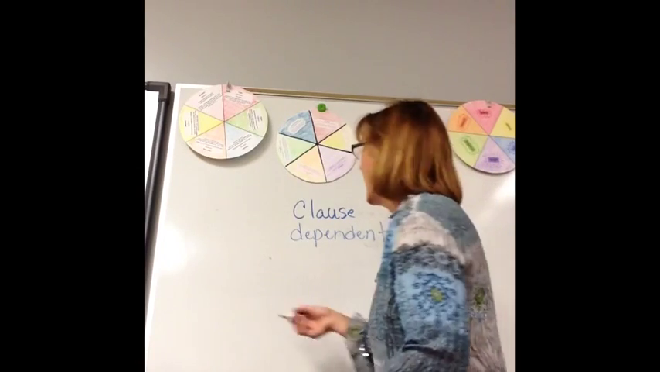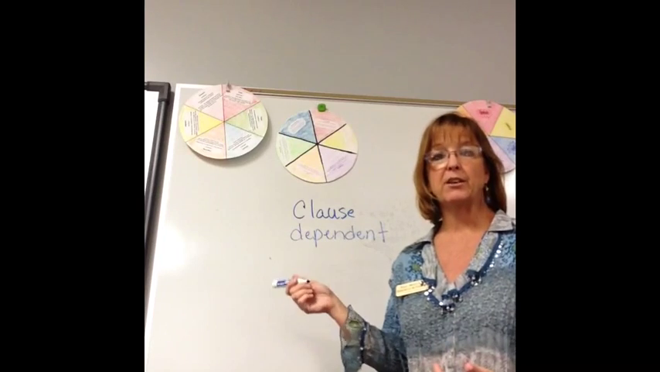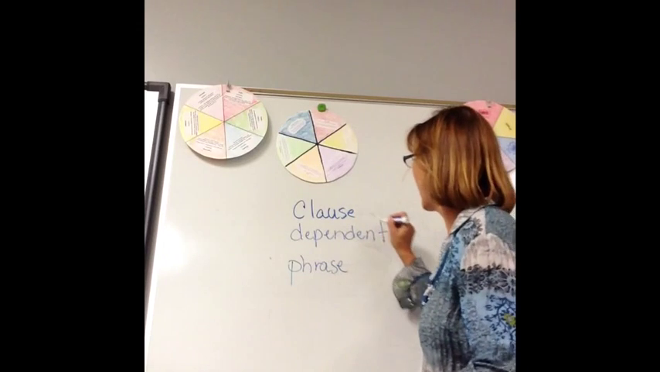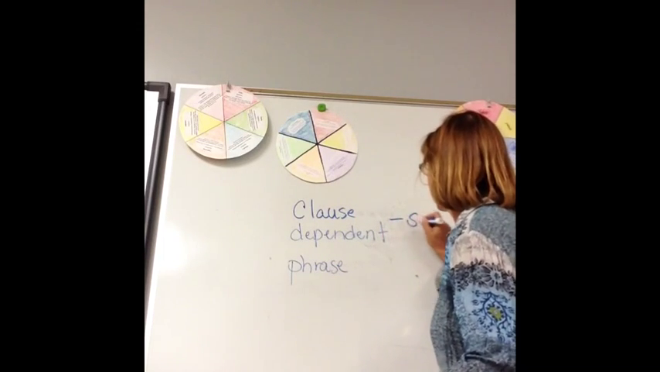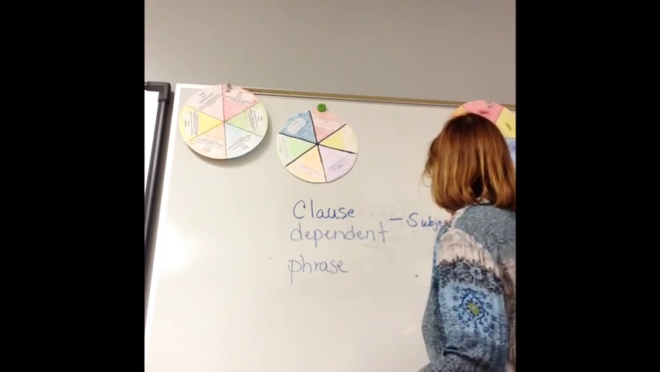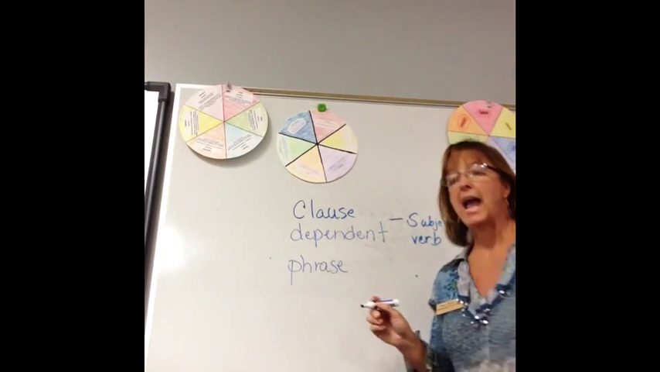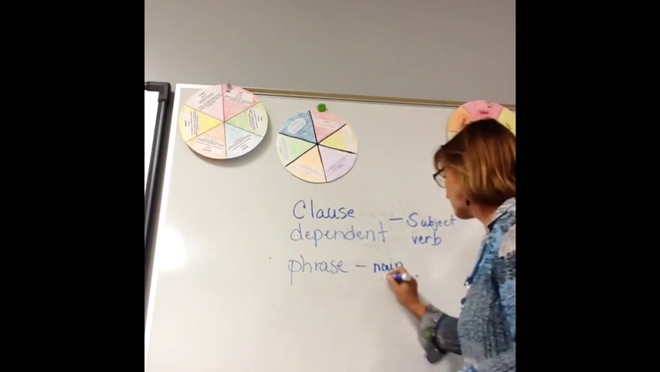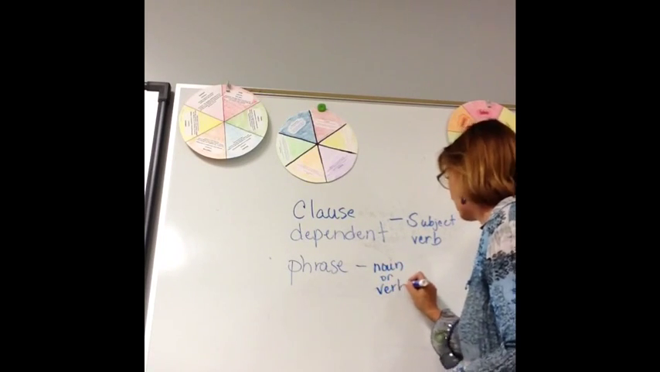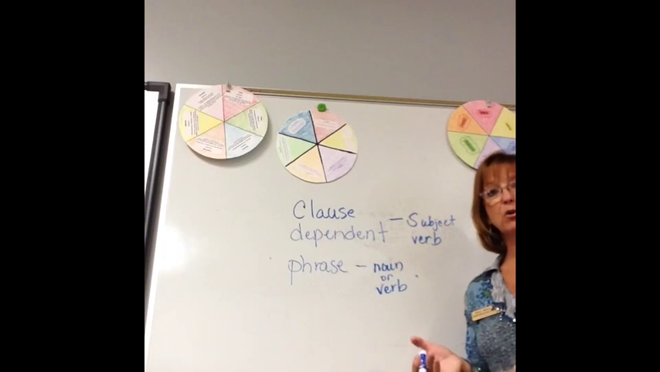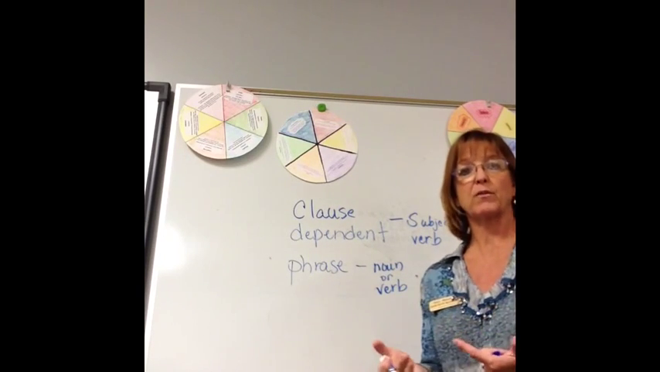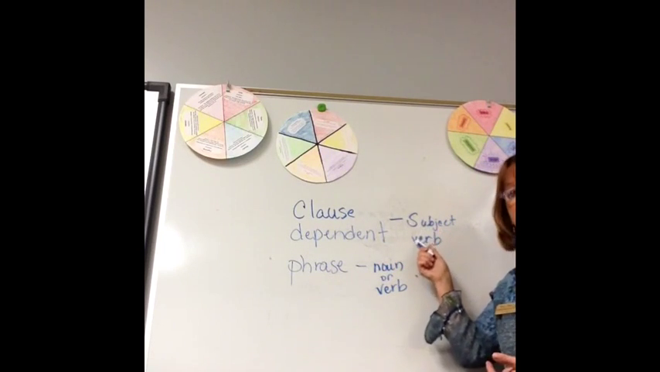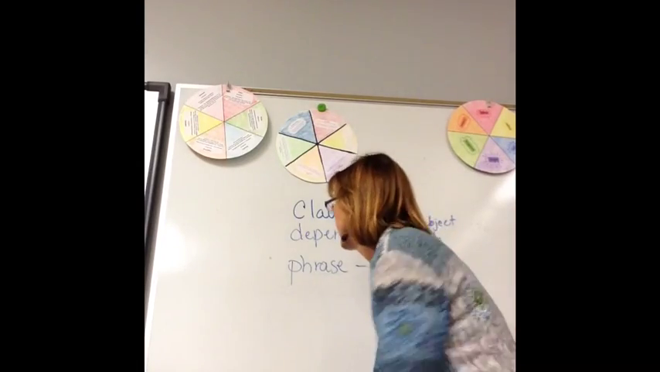All right? So, a dependent clause is different from a phrase in that a dependent clause has a subject and a verb. And phrases oftentimes will have just a noun or a verb. They won't have both. All right? They both are groups of words that we add to give extra information to a sentence. But you can tell when it's a clause if it has both a subject and a verb in it. So let's look at some examples.